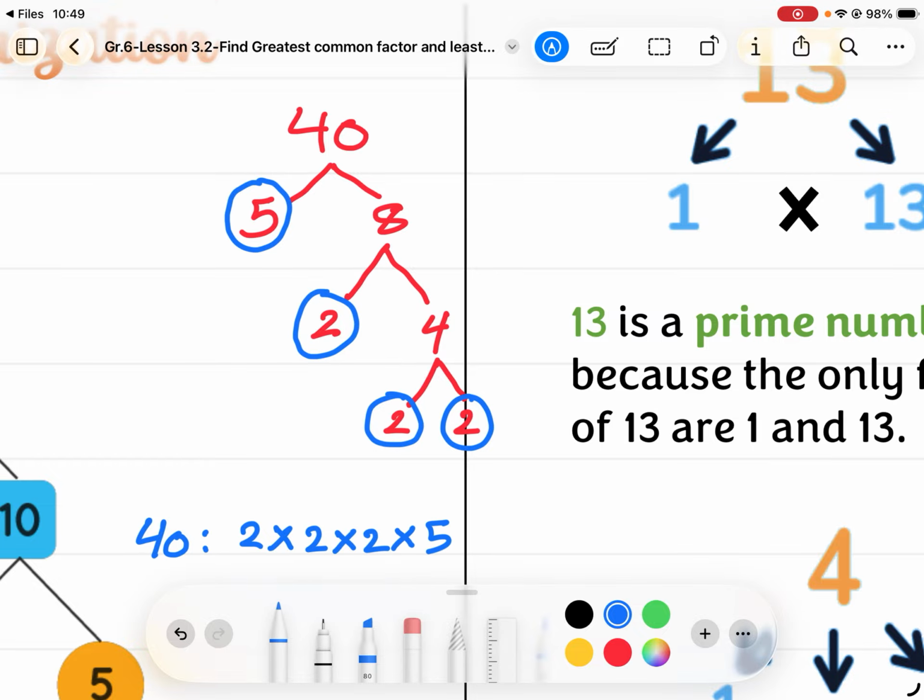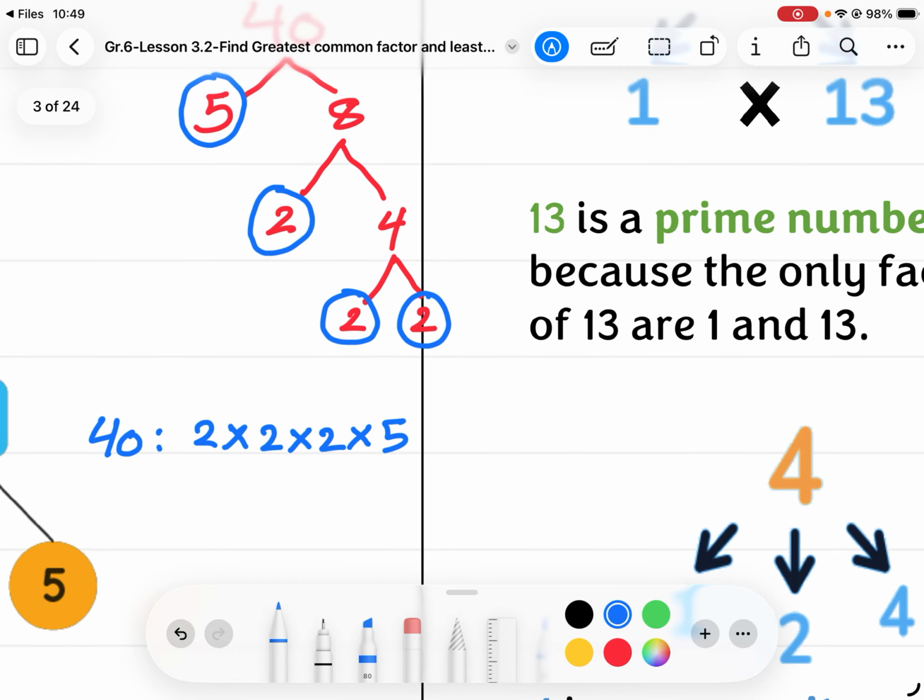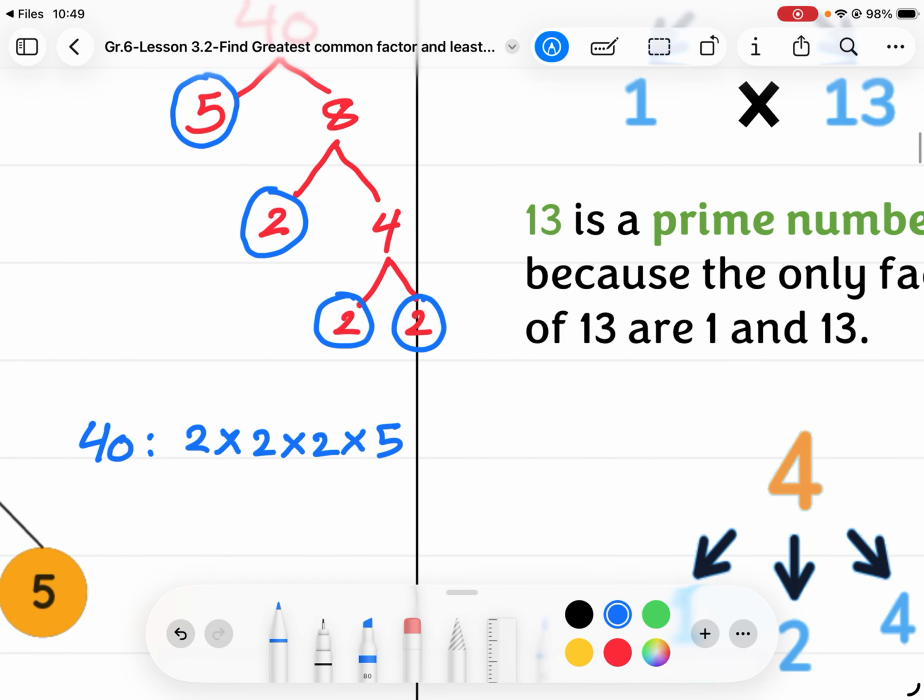Okay. If I want to double check, what can you do? Simply, you guys can just multiply. So let's multiply 2 times 2. That's 4. 4 times 2, that's 8. 8 times 5, yep, it's equal to 40. So obviously our prime factorization is 100% correct.